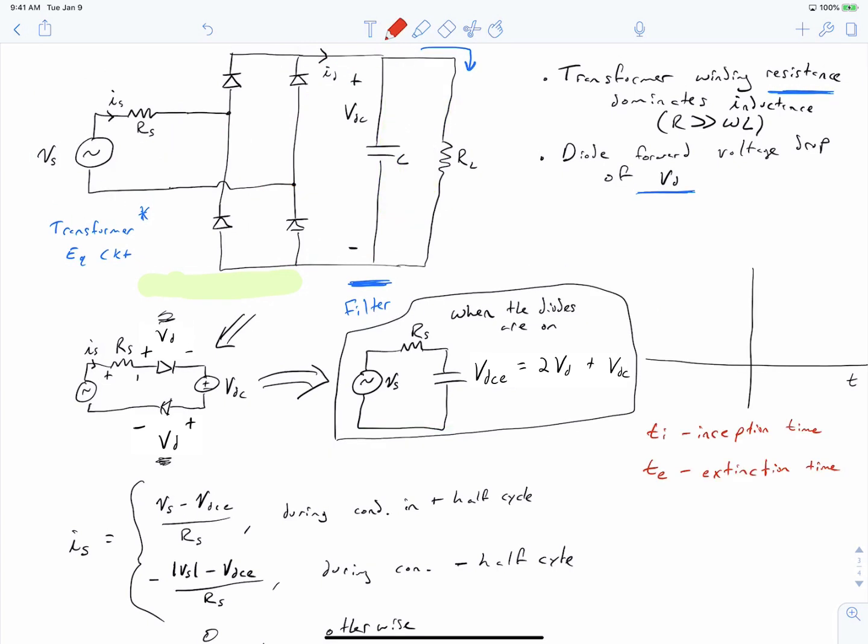All right, we've constructed an equivalent circuit model for our rectifier. Let's now button up some details with regards to the voltage and current waveforms. So previously we talked about the waveforms for a very idealized case. Now we're going to talk about these waveforms more in practice, and specifically we're going to define the inception time and extinction time of the current.